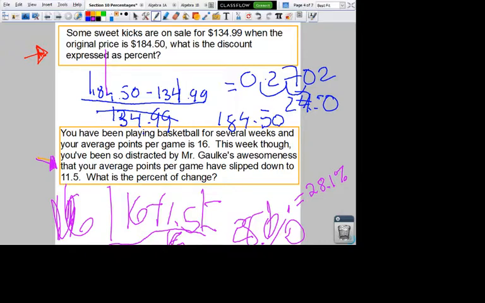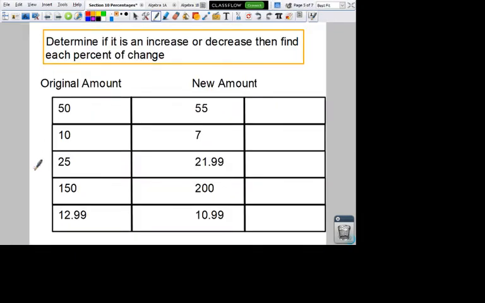So we're about done. We're just gonna practice one or two more real quick. It's gonna be some in-class problems again. Except on this one, what you're gonna do is there's just one other piece. You're gonna determine if this is an increase or decrease, and then you're gonna find the percent of change. It's really the same thing. We just have to say, is it increasing or is it decreasing?